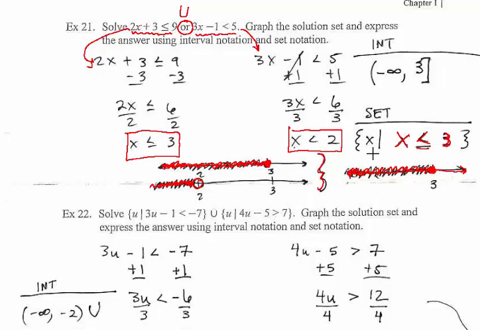Alright. So for union, it doesn't have to be in both. It can be in one or the other. Union includes all shaded numbers, whether it's in one or the other.